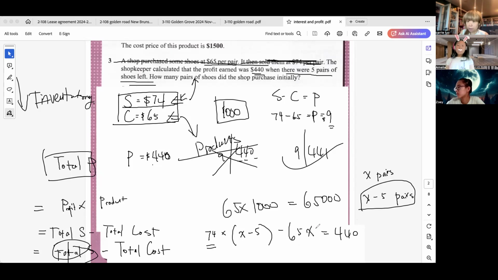Can we solve it? Okay, so can you tell me how many pairs of shoes did the shop purchase initially? Okay, your turn.